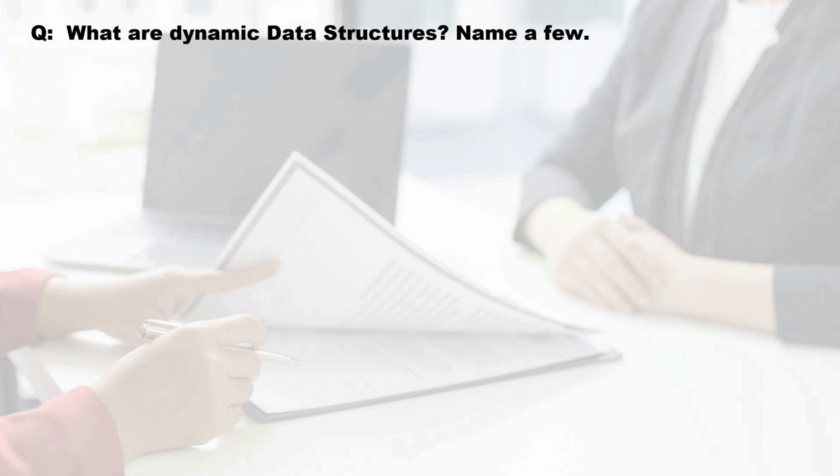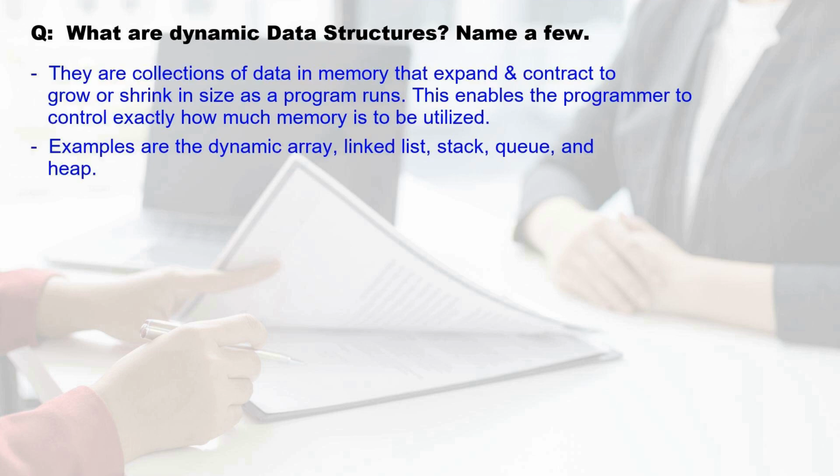What are dynamic data structures? Name a few. They are collections of data in memory that expand and contract to grow or shrink in size as a program runs. This enables the programmer to control exactly how much memory is to be utilized. Examples are the dynamic array, linked list, stack, queue, and heap.